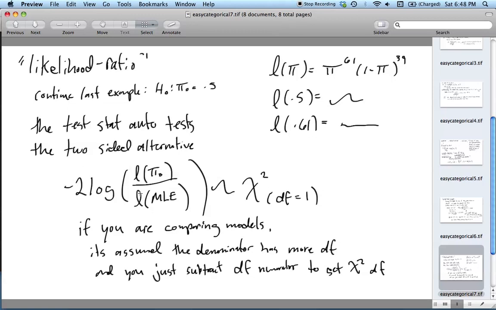And when we multiply a large negative number by -2, we get a very large positive number, and as we know, in the chi-square distribution, large numbers have spectacularly small p-values. Okay, so that's the whole idea there. So if you are comparing models, I already said this. Okay, moving on.